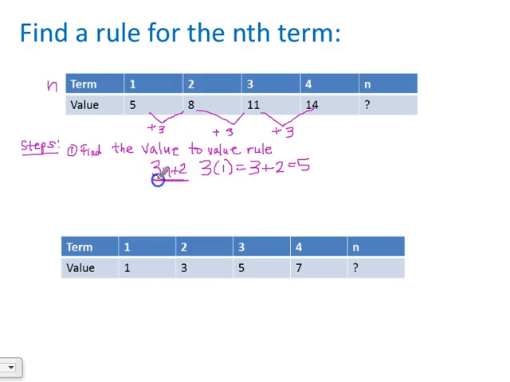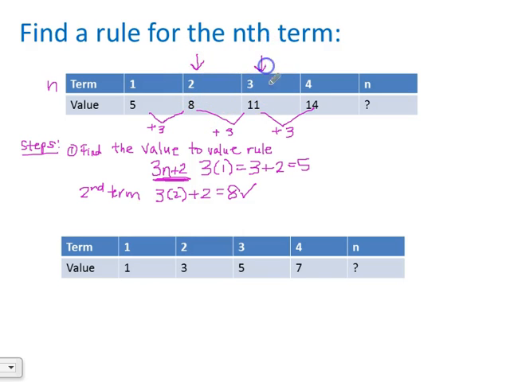Let's see if this new rule that we've established works for our second term. The second term says that the corresponding value is 8. Remember, n represents the term number. So for our second term, to test it, we would say 3 times 2 plus 2. What does that give us? 3 times 2 is 6. 6 plus 2 is 8. That worked for this column. The second term gives us 8.